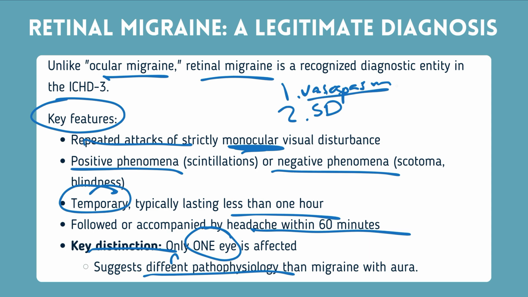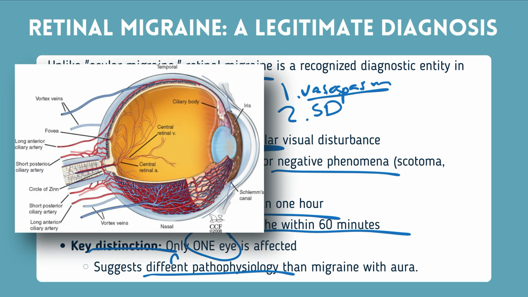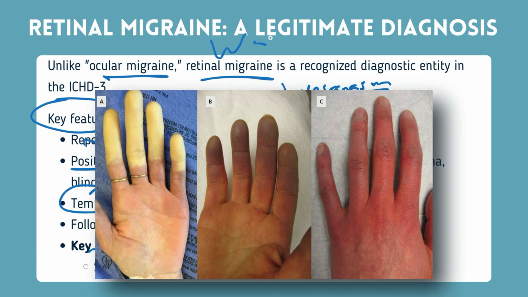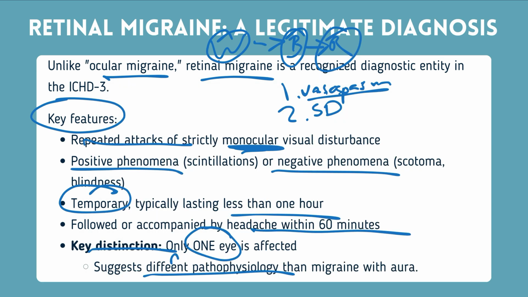Now, the vasospasm theory suggests that retinal or ciliary circulation is involved. Now, this is a similar pathophysiology to Raynaud phenomenon where we can see the skin go from white to blue to red, white due to the ischemia from vasospasm, then blue due to the hypoxia, and finally red as blood flow returns. The other theory, spreading depression, is similar to cortical spreading depression.